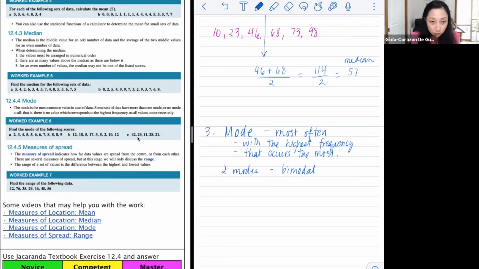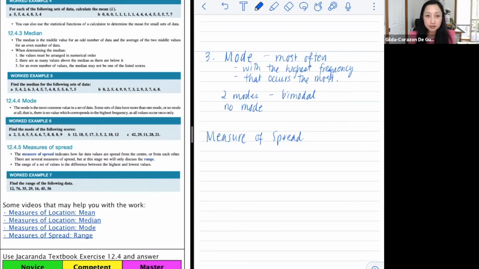If, for example, none of them would be repeated, what happens? You can also say that there is no mode. There wasn't any winner when you had that survey. Okay, so it can be that there's one mode, it can be two modes, or no mode at all. So if all of them occurred 3 times, then there is also no mode.